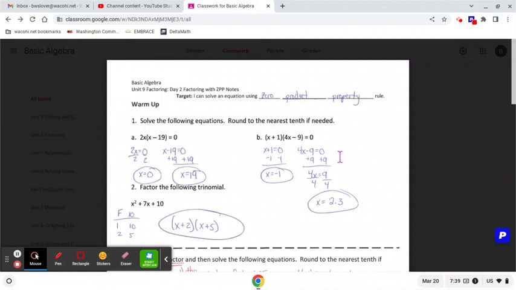Remember, all of the problems that you are seeing in today's lesson, I have designed for you. Okay? It's not all-encompassing of every single example that you're going to see. It's just what I'm designing for this particular class.